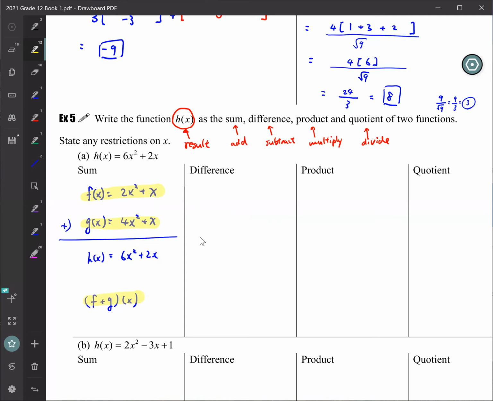For adding, it doesn't matter the order. f plus g, g plus f is the same. But once you get to difference and quotient, it matters. So I need to know whether you are doing the f at the front or g at the front. That's why I need to show the last part. All right, let's try the difference now. We are subtracting two functions. Please raise your hand if you get your own examples.